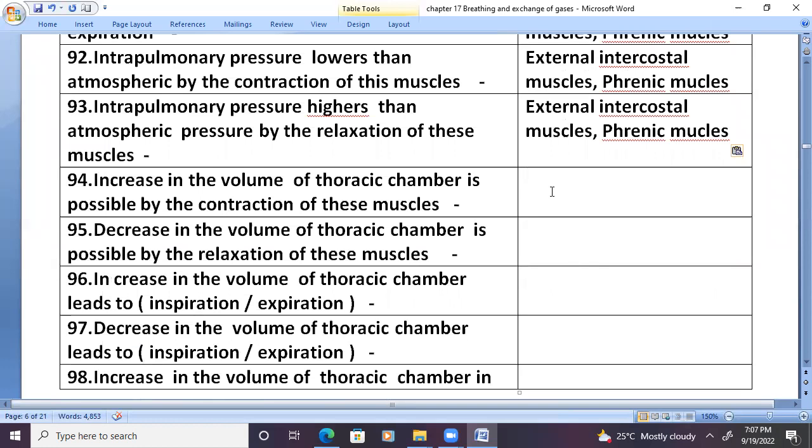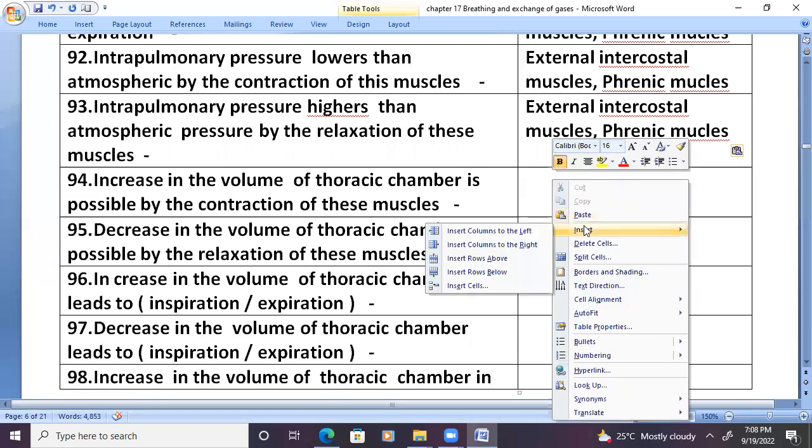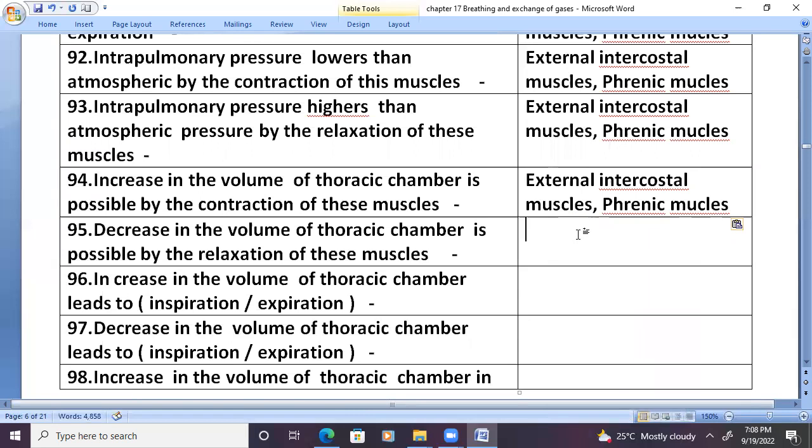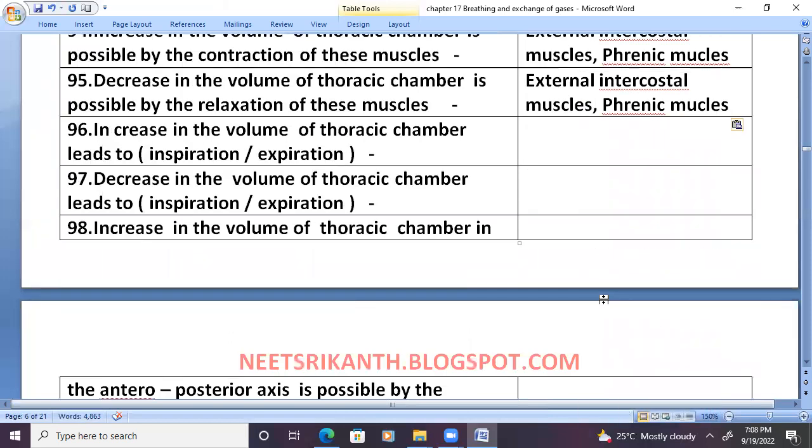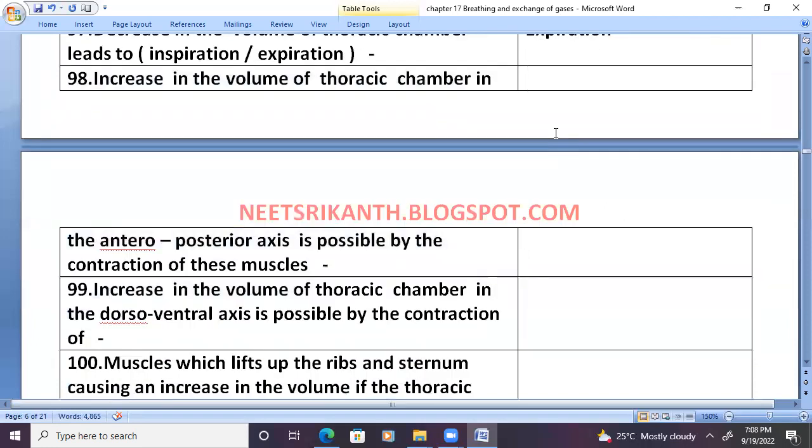Increase in the volume of the thoracic chamber is possible by contraction of the external intercostal and phrenic muscles. Decrease in the volume of the thoracic chamber is possible by relaxation of the same muscles. Increase in the volume of the thoracic chamber leads to inspiration. When volume decreases, pressure increases, and that means expiration.